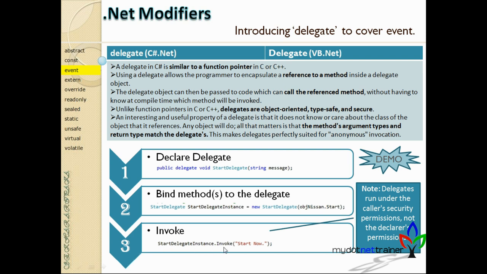So you can assign 10 different methods to the same delegate, and when you say delegate instance dot invoke, all those 10 different methods can be invoked with one line of code. This will add more benefits when we do advanced programming. I'll try to demo that with a very good example today.